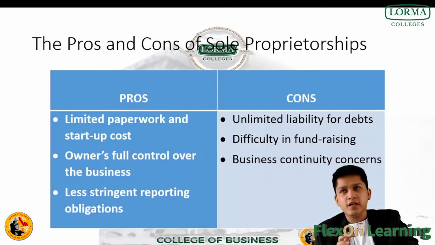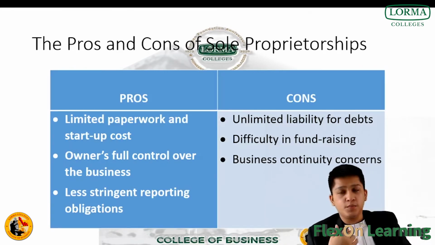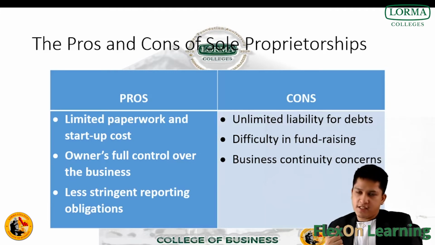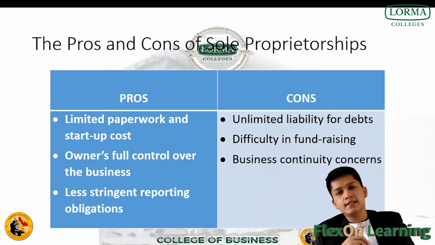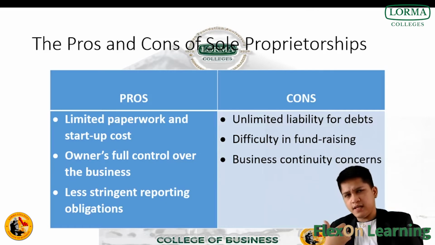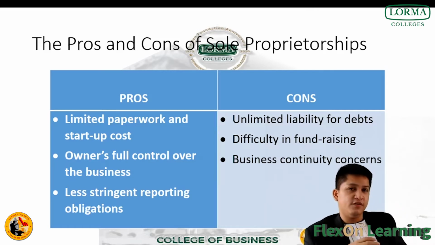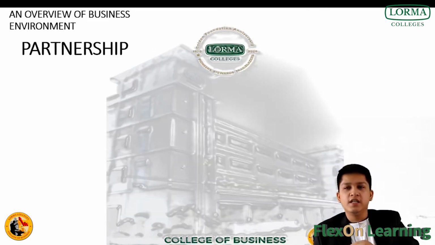The pros and cons of sole proprietorship: first, the pros are limited paperwork and startup costs, the owner's full control over the business, and less stringent reporting obligations. While the cons are unlimited liability for debts, difficulty in fundraising, and business continuity concerns.